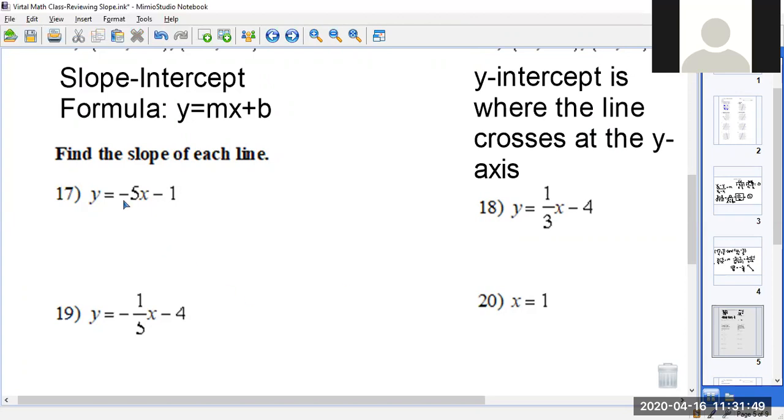So I want us to look at number 17. We have y is equal to negative 5x minus 1. You want your formulas to look like this, in this format. So with that being said, negative 5 is my slope.